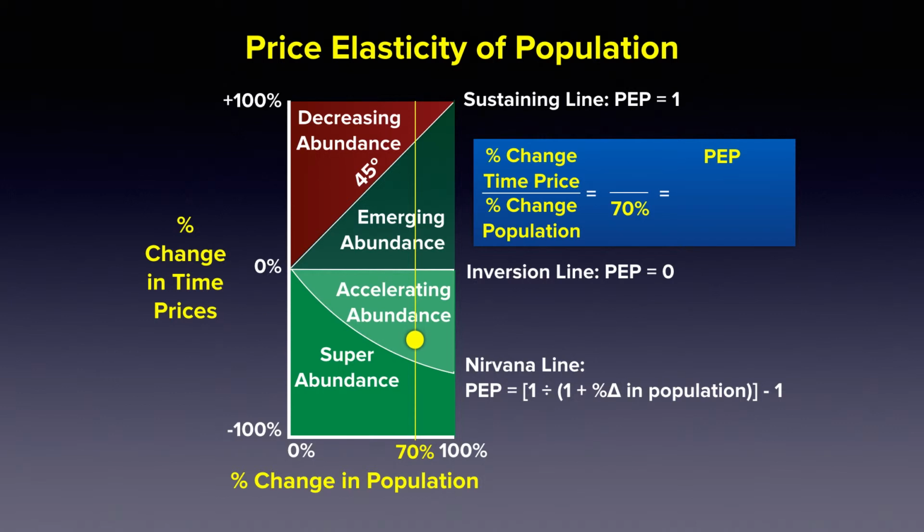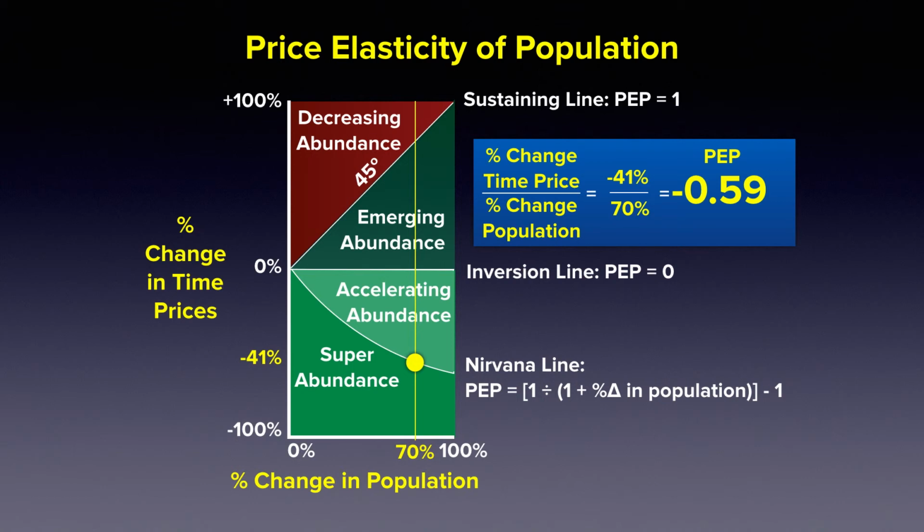If prices were decreasing proportionally at the rate necessary in order for our increases in population to be exactly offset by the decrease in time prices, we would be right on that Nirvana line. And in that case, we calculate that rate to be a minus 41%. That would give us a PEP of minus 0.59. In this case, we would be observing that as we increase population, our total cost would not change.